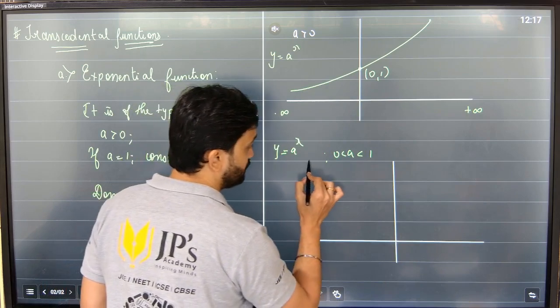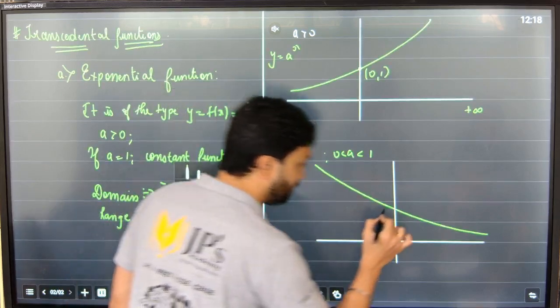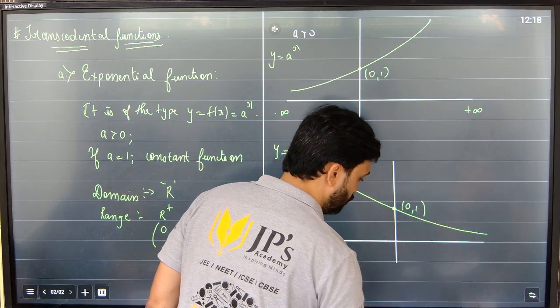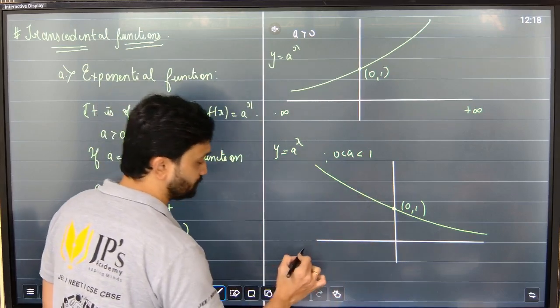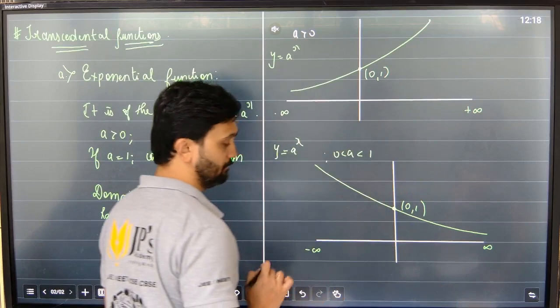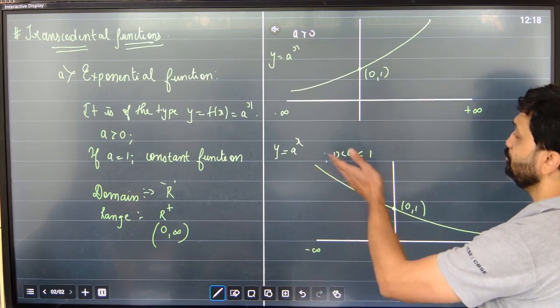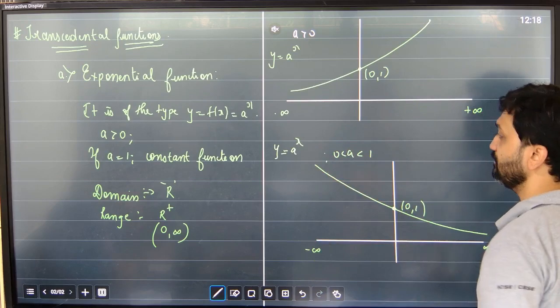My graph will become like this. This is the graph for, again, ये है मेरा 0,1. This is going to be my 0,1. This is minus infinity and this is infinity. ठीक है? This is for minus infinity and this is for plus infinity. Y is equal to a raised to x, where a is between 0 and 1. Minus infinity and plus infinity.